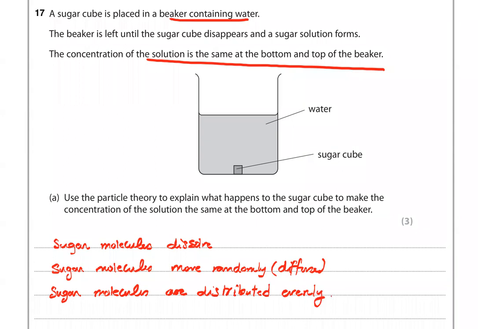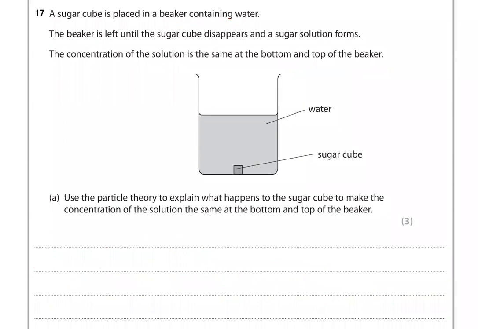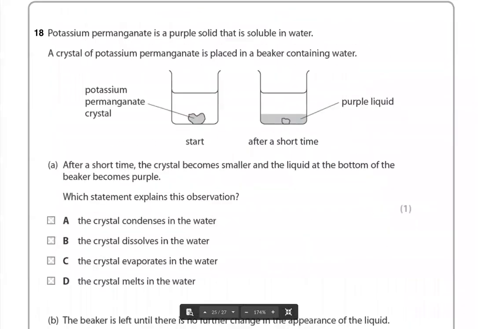in water. So that's why the concentration is the same at the bottom and the top of the beaker. So first, sugar dissolves right away, and then the sugar molecules move randomly, and then the sugar molecules are distributed evenly in water. That's question 17. Question 18.